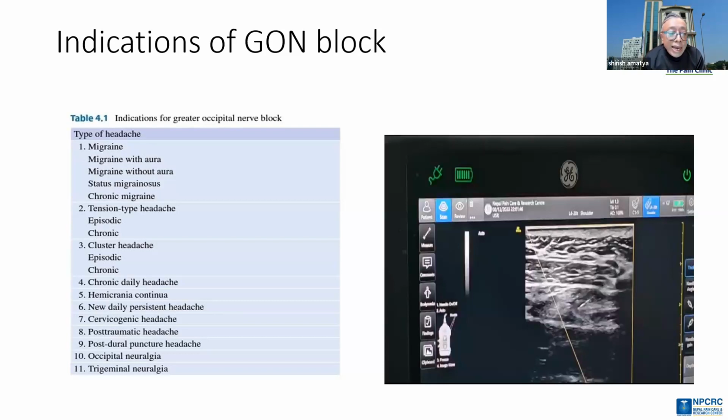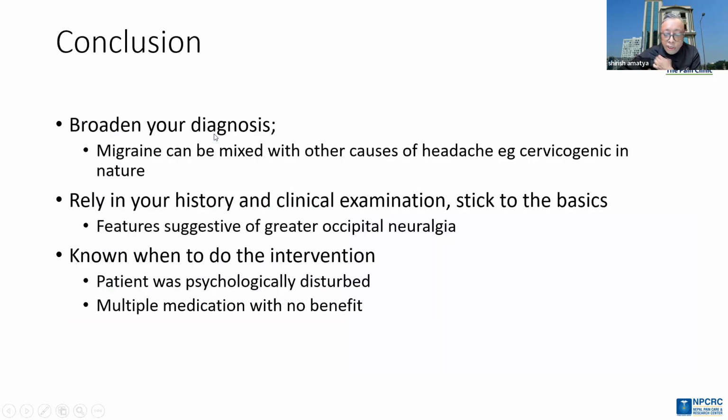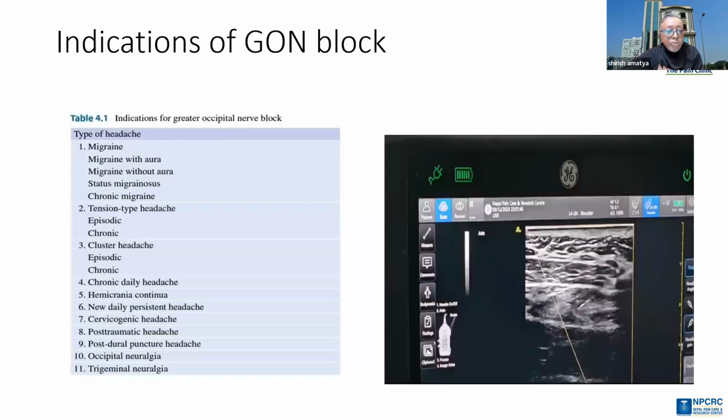But at that time, a small amount of drug will take care of the headache. So here I want to focus that greater occipital nerve block is not only given in greater occipital neuralgia, it can be given for various other conditions of headache very commonly. And if you see the indication here, they have listed post-dural puncture headache also.